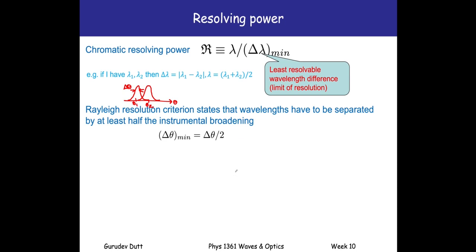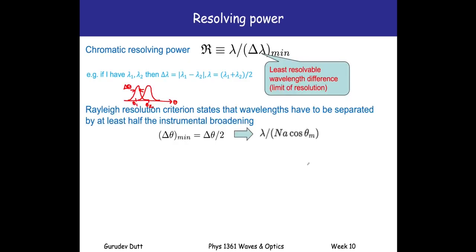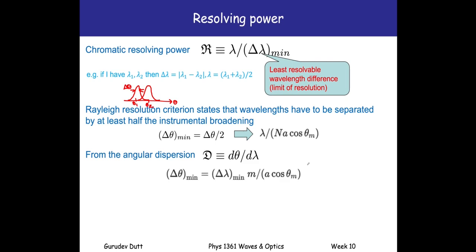So we just use that expression for D on the previous slide, m divided by d a cosine theta m, which allows us to tell, if two lines are separated by an amount d lambda, what the spacing between them in angle d theta is. And that allows us to find delta theta minimum, which is delta lambda minimum times m divided by cosine theta. Now we can take the ratio of these two, and that immediately gives us the resolving power, R equals lambda divided by delta lambda minimum, which is just going to give us m times N.